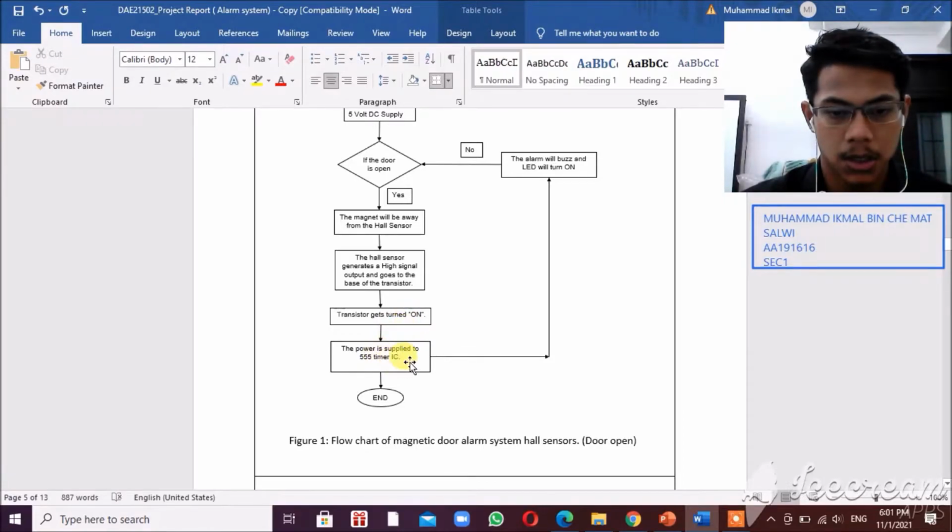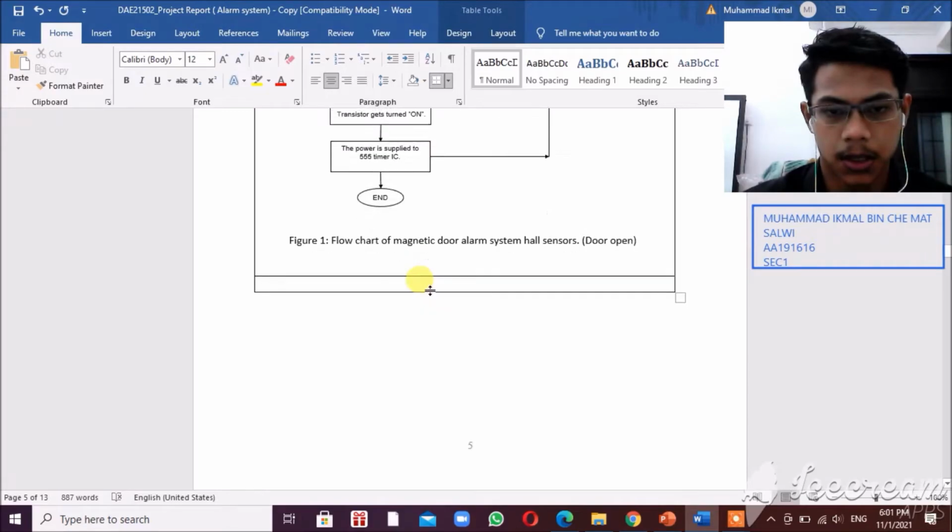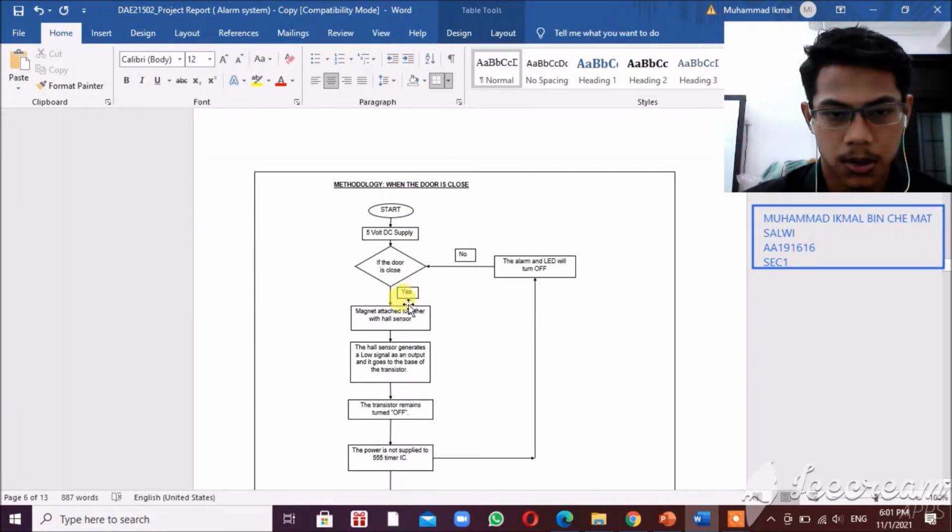The power is supplied to the 555 timer IC, and the 555 timer IC will function, and the alarm and the buzzer will turn on, and the cycle will repeat until the door is closed. So let's see what happens when the door is closed.